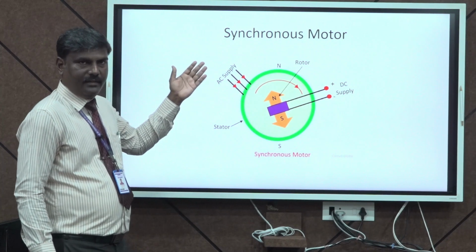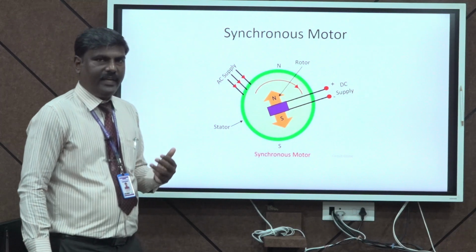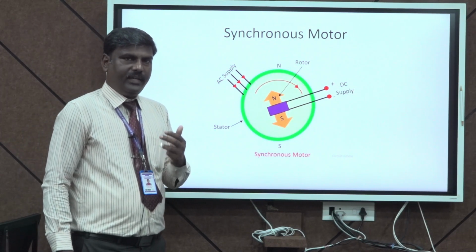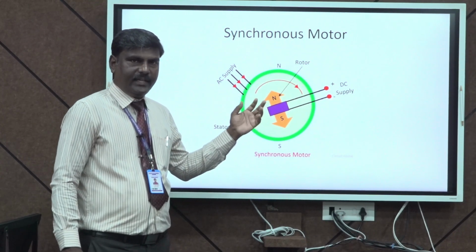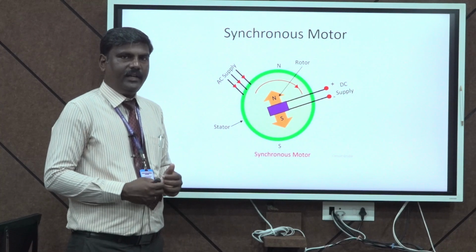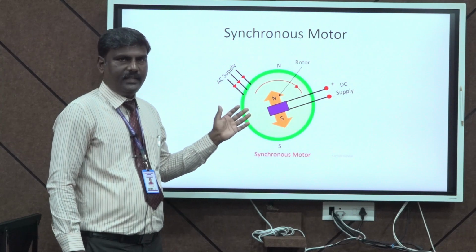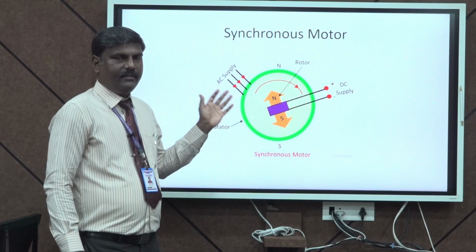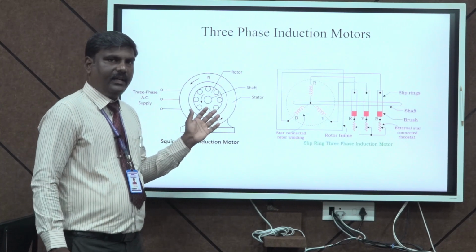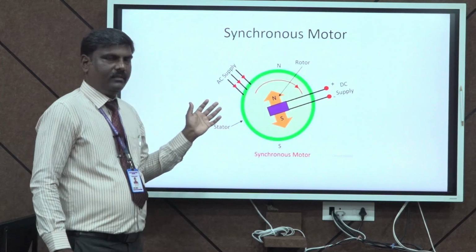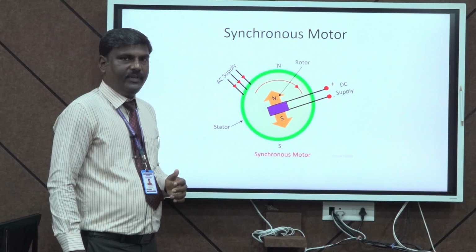So this is the diagram of a synchronous motor. The stator is made up of 3-phase winding and the rotor is made up of DC winding. If you provide a DC supply to this rotor, it will get magnetized, thereby interlocking is possible in this motor. This synchronous motor always runs at synchronous speed, whereas the induction motor never runs at synchronous speed. So for constant speed applications, synchronous motors are preferred in industries.